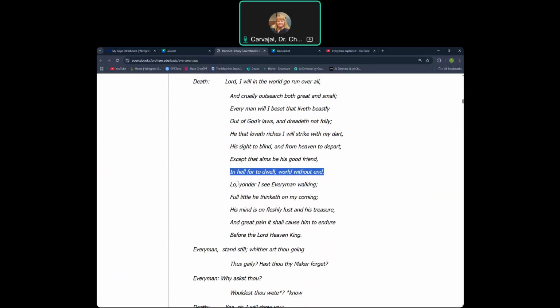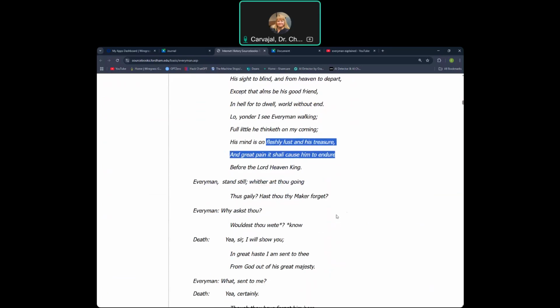And it says, "Yonder I see every man walking, full little he thinketh on my coming." He's not thinking about his future. He's not thinking about heaven or hell. He's thinking on fleshly lust and his treasure. And that's not a good thing. So he's thinking, wow, I've got wealth, yay. And lust. And it could be lust for actual physical contact, like the traditional lust we think about. It could be lust for food. It could be lust for other people's stuff. Lust can be interpreted. Don't assume it's sexual, I guess I'll put it that way.